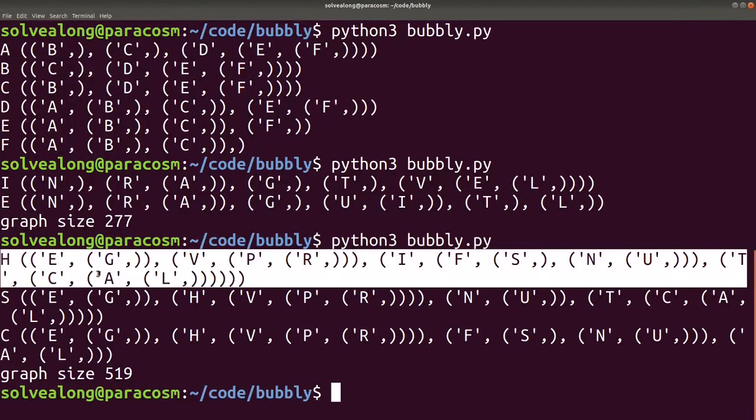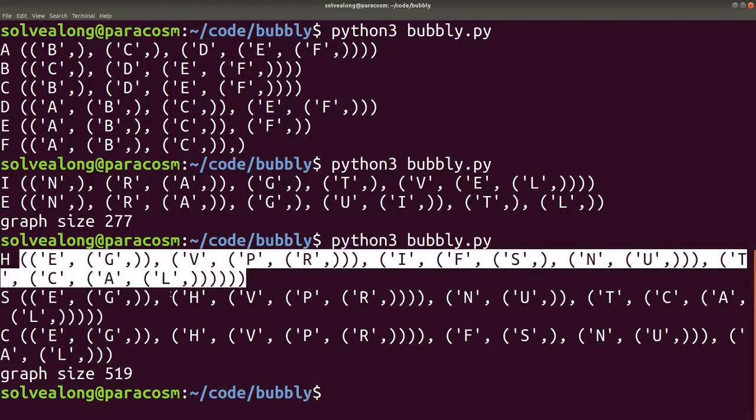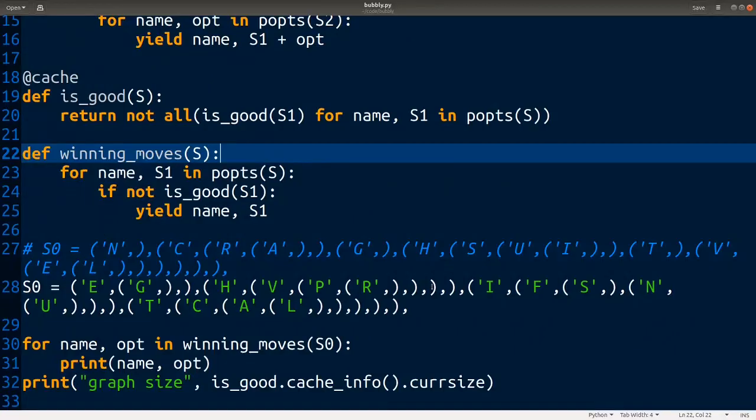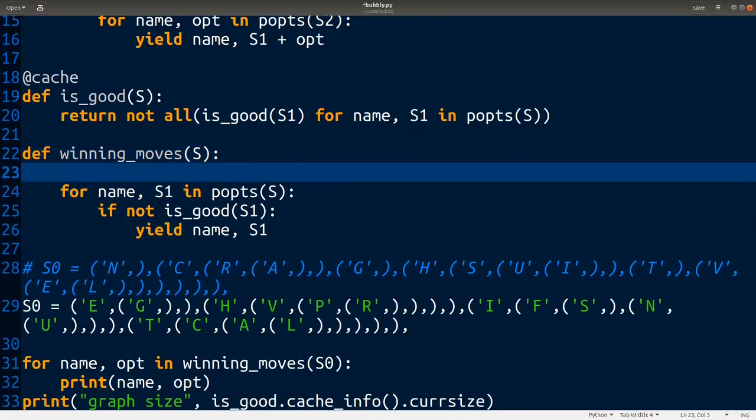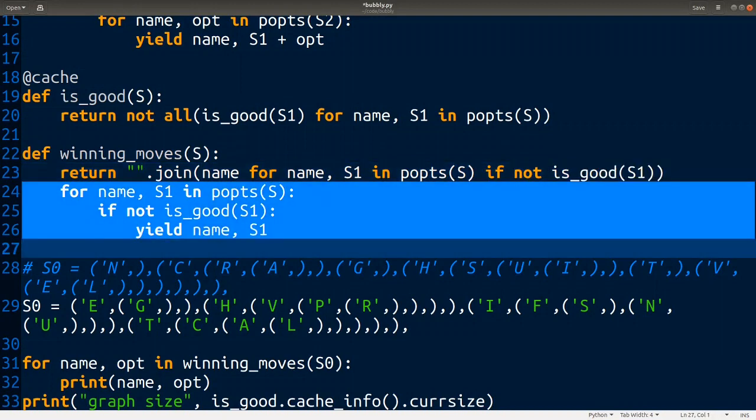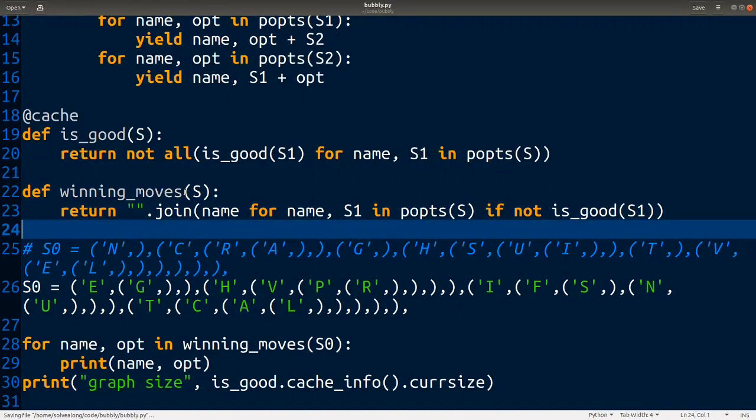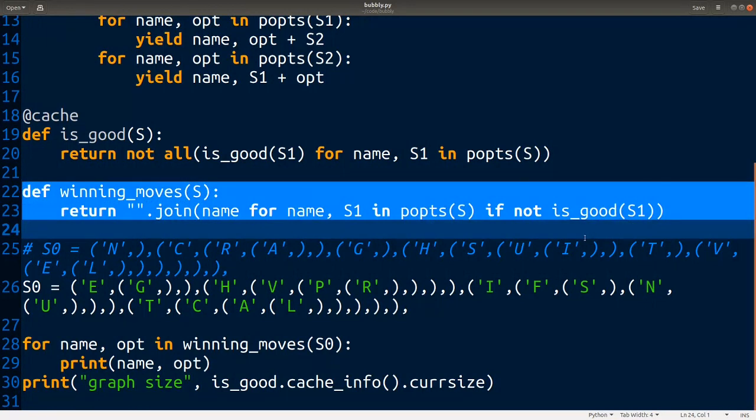Now that I'm confident that this is working correctly, I don't think we need to see the entire state that you move to. We could just return the letters. That's all we need to solve the puzzle. So for winning moves, let's just say this is, so this will just return a string that consists of the winning bubbles.